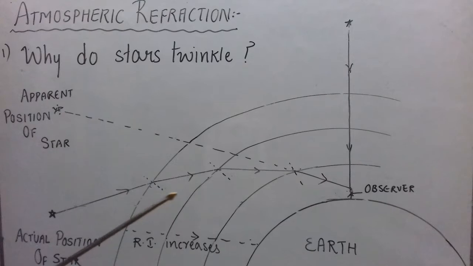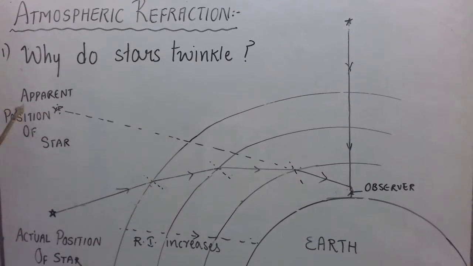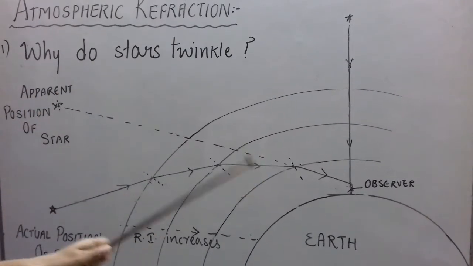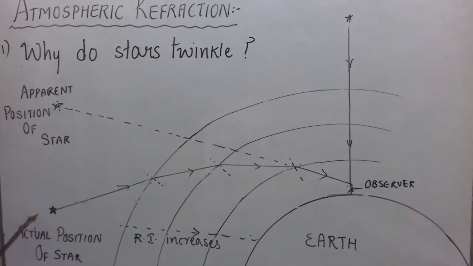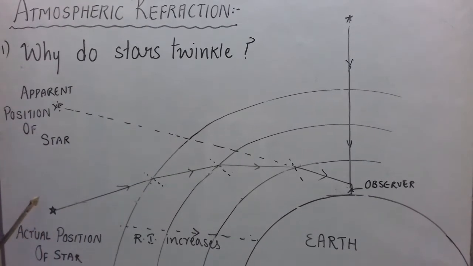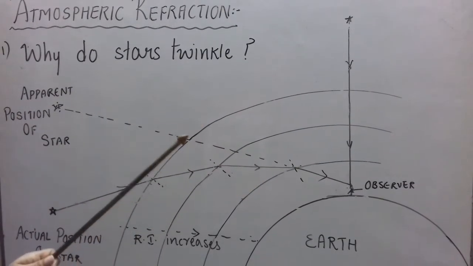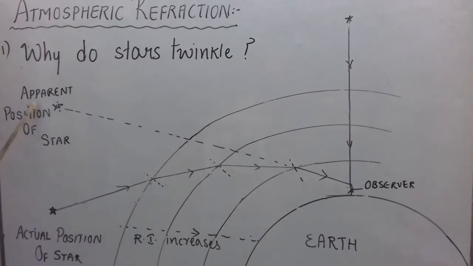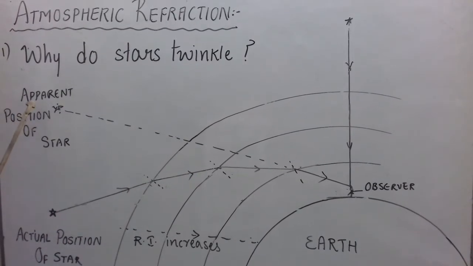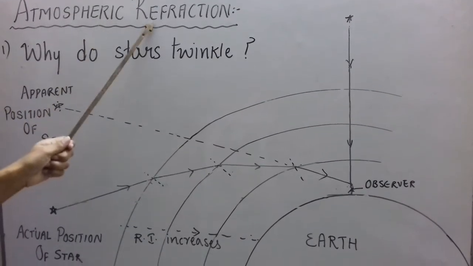And because of this varying physical conditions of the different layers, also as the apparent position is continuously changing, the amount of light which enters into the observer's eyes, which is actually coming from this star, that is also continuously changing. When less light enters into the observer eye, the star appears to be fainter. When more light enters into the observer's eyes, it appears to be brighter. So this results in twinkling effect of stars. In reality, stars do not twinkle. This twinkling effect is only due to atmospheric refraction.